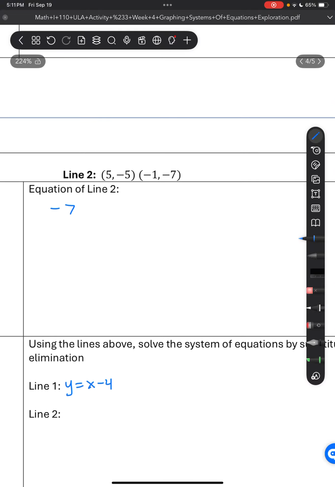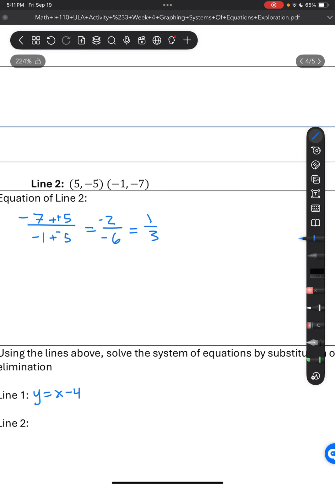So we have -7 minus -5 over -1 minus 5. Okay, I'm going to get these signs figured out. So we're actually adding a 5 here and adding a -5 on the bottom. So -7 plus 5 is -2, and -1 plus -5 is -6. We can simplify this to a positive 1/3.